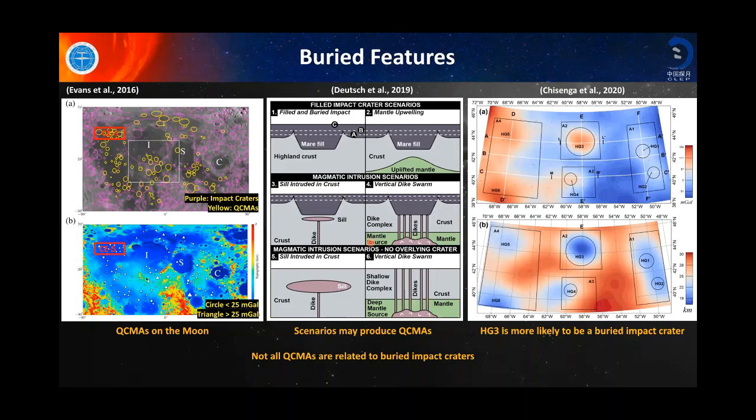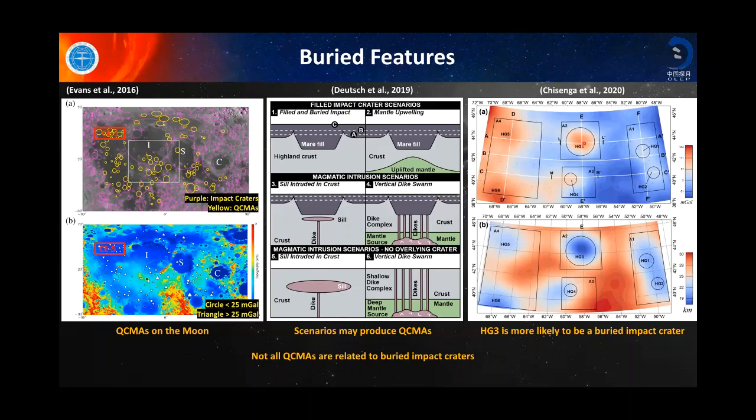In a detailed geophysical work by Chisinga 2020, he found there are at least 6 quasi-circular mass anomalies, and if we see different scenarios, we think that the HG3 here is most likely to be a quasi-circular mass anomaly, but others maybe not. We should be careful.